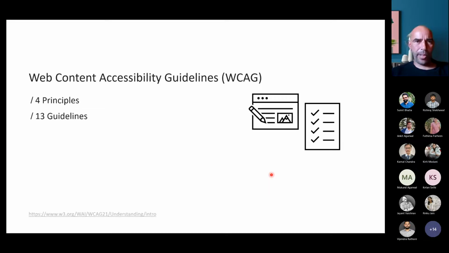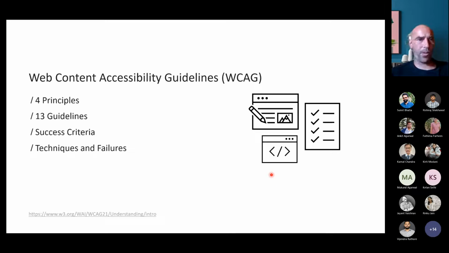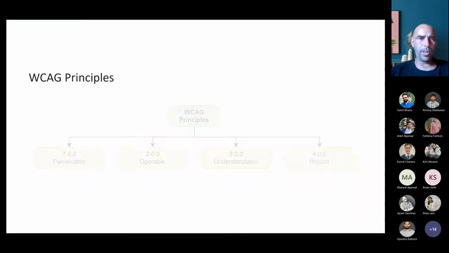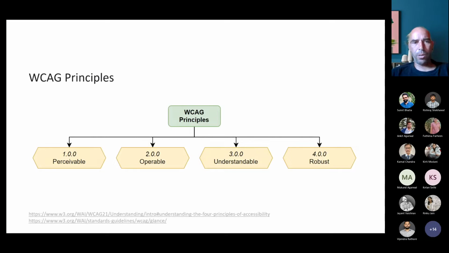Yeah, the Web Content Accessibility Guidelines consist of 4 principles and 30 guidelines. There are success criteria, and there could be failures or techniques on how to solve that. The principles, these are the most important, consist of perceivable, operable, understandable, and robust.